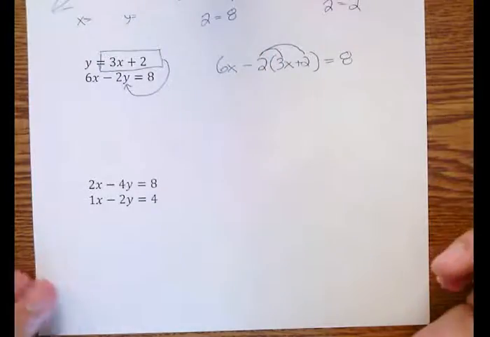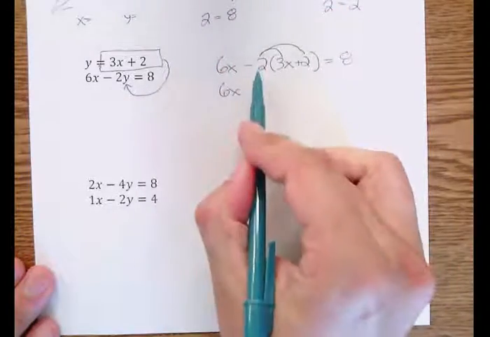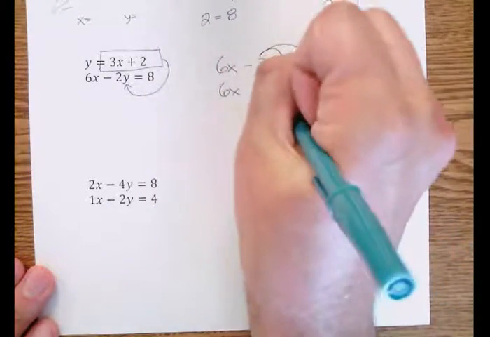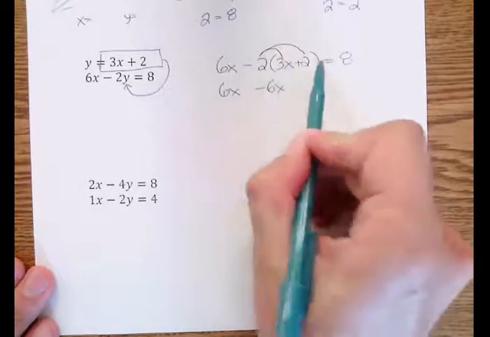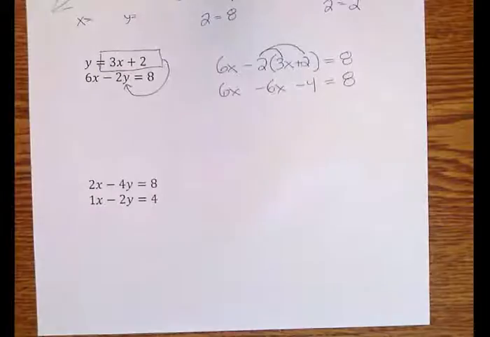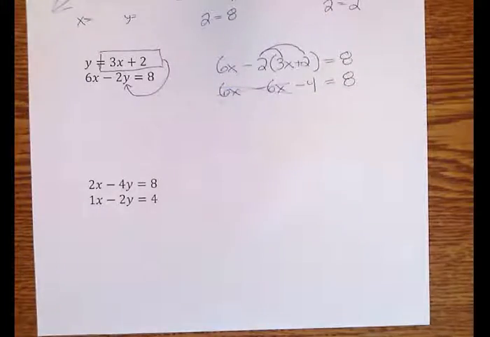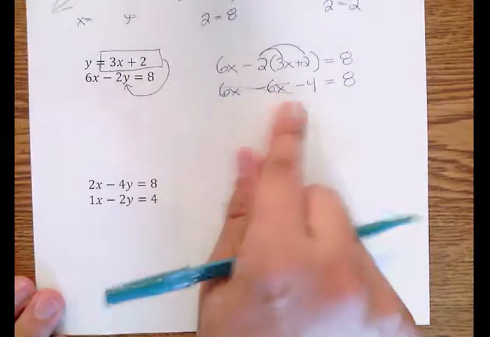Take that negative 2, multiply it through my parentheses, so I still have the 6x. Negative 2 times 3x is negative 6x. Negative 2 times positive 2 is negative 4, and that is equal to 8. 6x minus 6x, those are gone, because 6x minus 6x would be 0. 0 times x is 0. So my x's are gone.